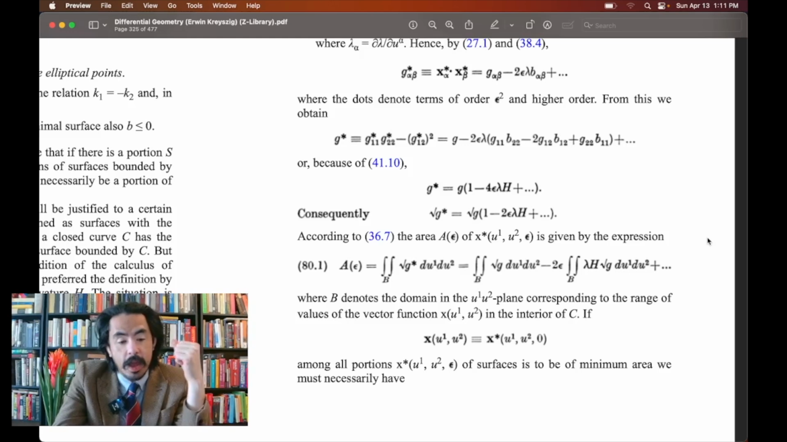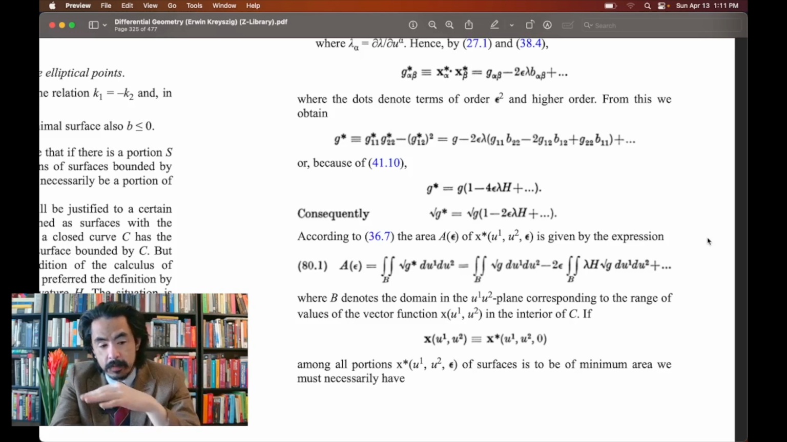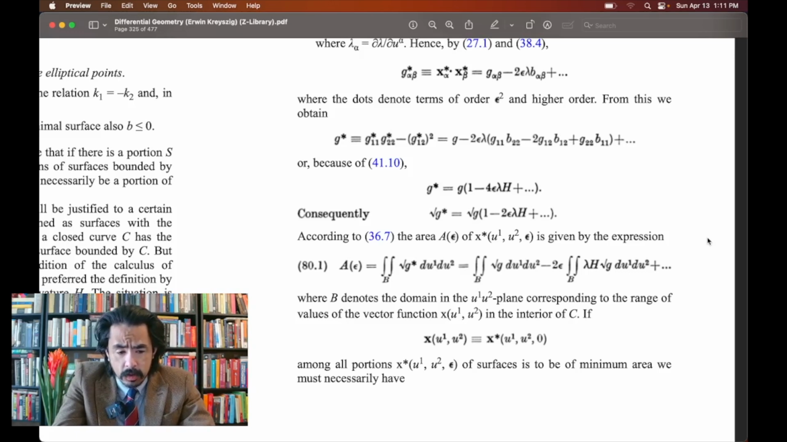So according to this, the area capital A of epsilon of vector x star of u1, u2, and epsilon is given by the expression A of epsilon equals double integral of square root of g star du1, du2 on B, which is equal to the double integral on B of the square root of g du1, du2, then minus 2 epsilon times the double integral on capital B again of the integrand lambda times capital H times the square root of g du1, du2 plus etc., where capital B here denotes the domain in the u1, u2 plane corresponding to the range of values of the vector function x in terms of u1 and u2 in the interior of C.